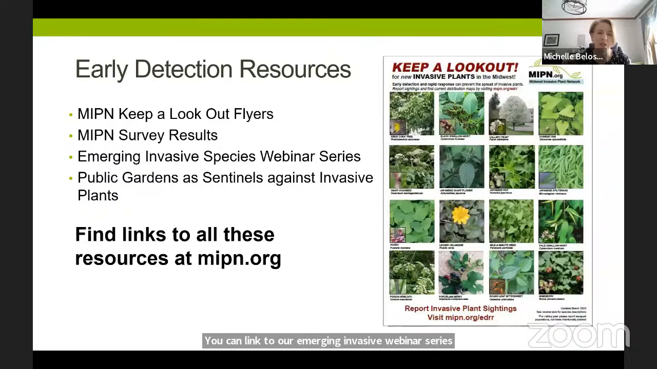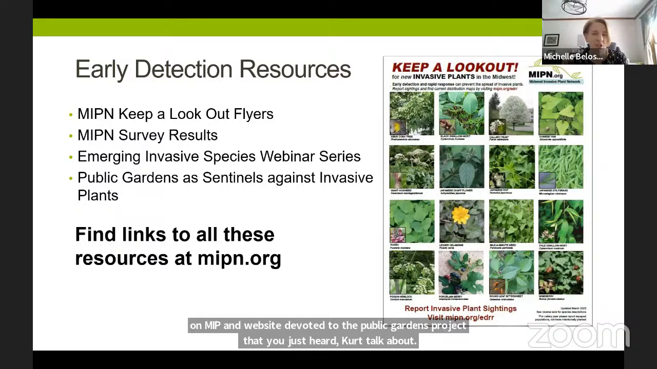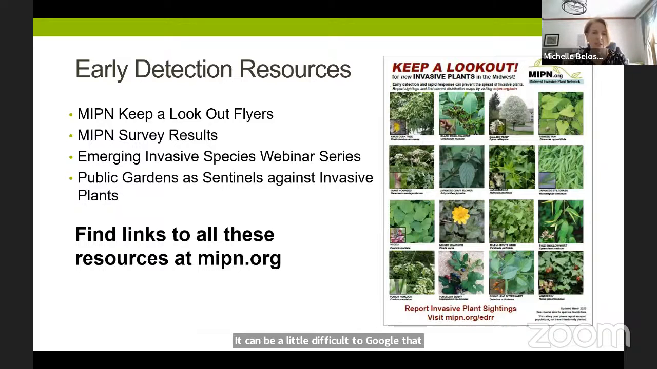And we also have a page on the MIPN website devoted to the Public Gardens project that you just heard Kurt talk about. It can be a little difficult to Google that website. So if you're trying to find it and you're not succeeding, just go to mipn.org. You'll find our page, and that will give you all the links you need to get all the information about that Public Gardens project. We'd love to have more gardens participating and making sure that the information coming out of that project is reaching a wider audience as well.